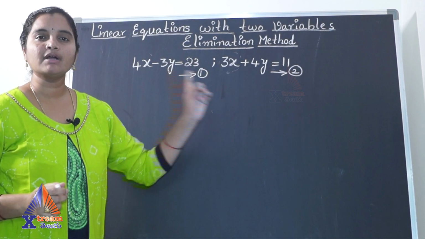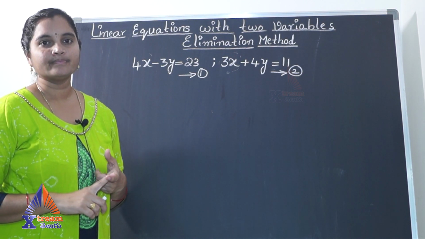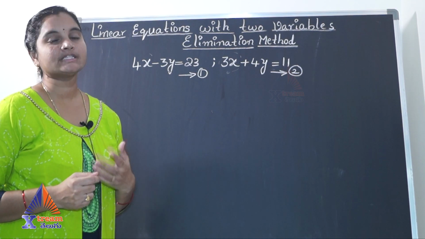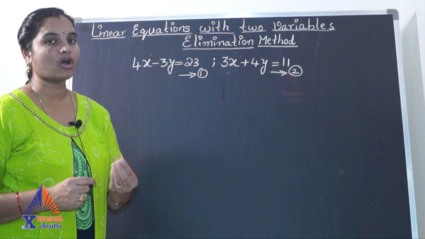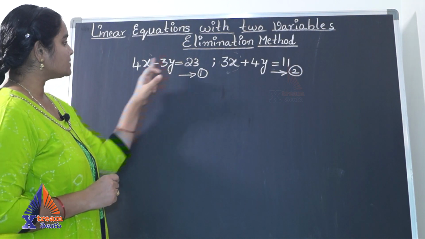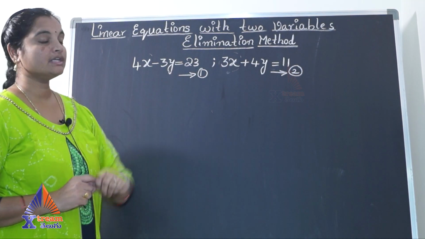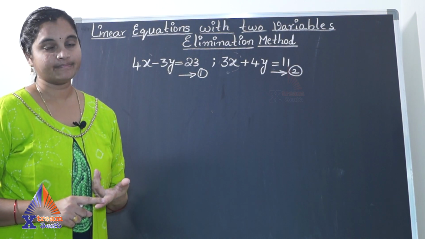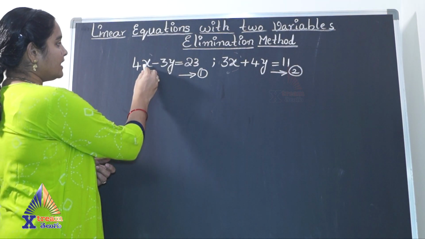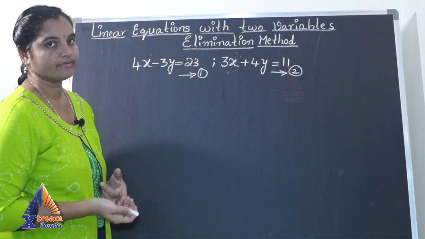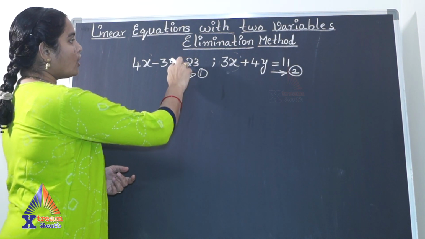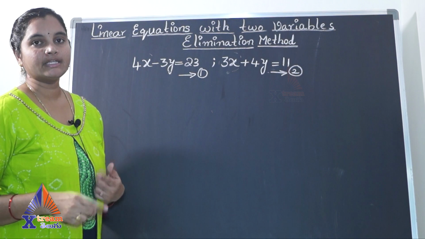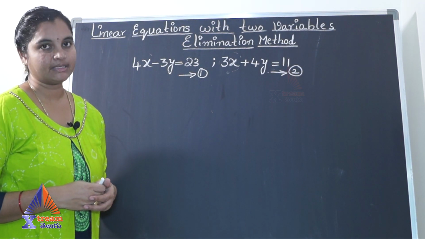What is the common multiple of this 4 and 3? The first one is 12, the least common multiple. We go for the least common multiple. So the least common multiple for these 4 and 3 is 12, right? So we try to make this 4 and 3 as 12. Either the x term or the y term will be made the least common multiple.